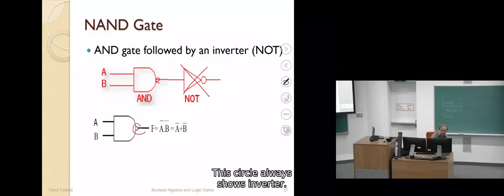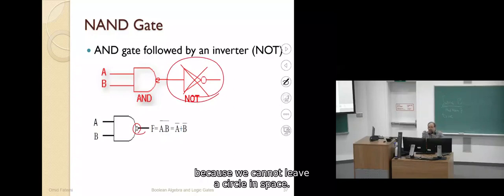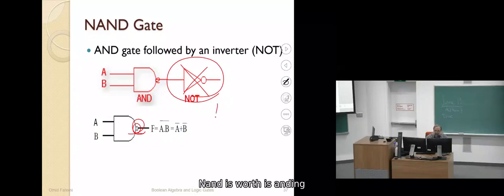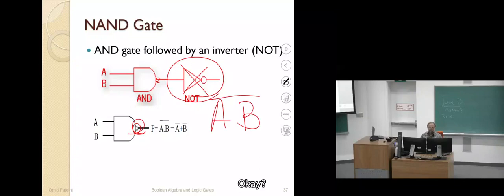This circle always shows an inverter. And usually, actually, it was the real inverter. But why do we draw it like that? Because we cannot leave a circle in the space, so we put a triangle before that. Otherwise, this would be enough. This is the NOT. But this is the NAND gate. So NAND is what? It is ANDing the inputs and inverting the whole thing. Okay? This is the NAND gate.